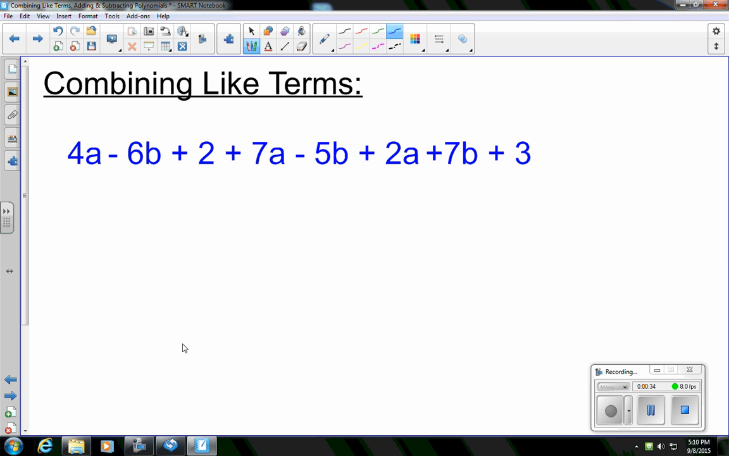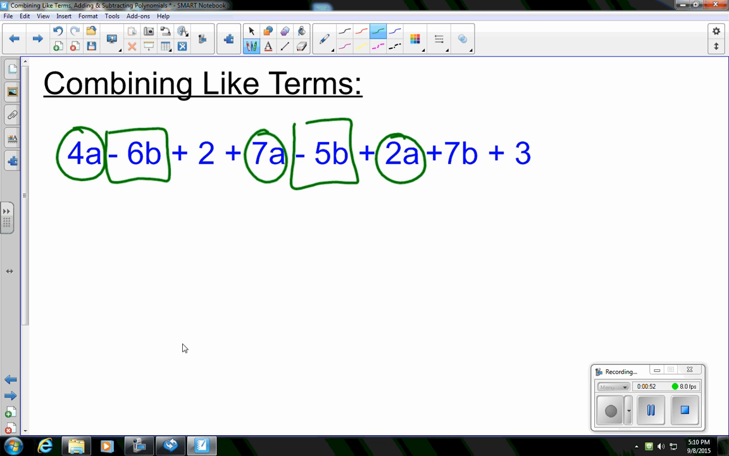So combining like terms. Everyone has their own style. I like to use different shapes. So I'm going to circle all of the terms that have an A. Then I'm going to put boxes around all of the B terms. And I'll use triangles for our constants.